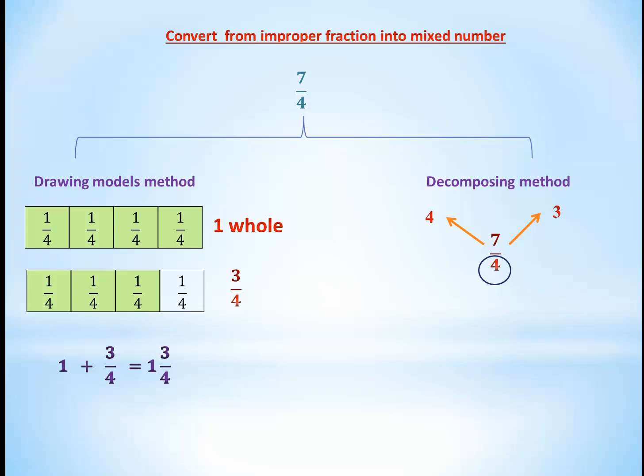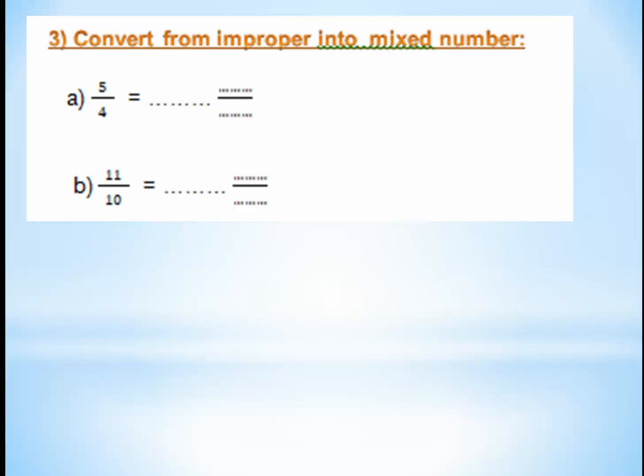So we have 4 fourths plus 3 fourths. We know that 4 fourths equal 1. So it will be 1 plus 3 fourths, which equals 1 and 3 fourths. Okay, convert from improper into mixed number. 5 fourths. Okay, let's draw the model.